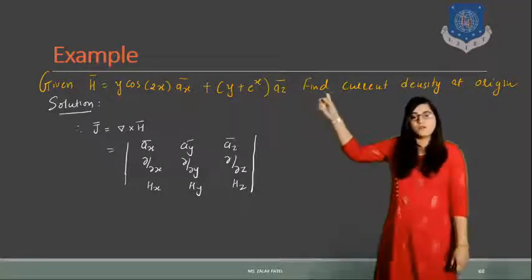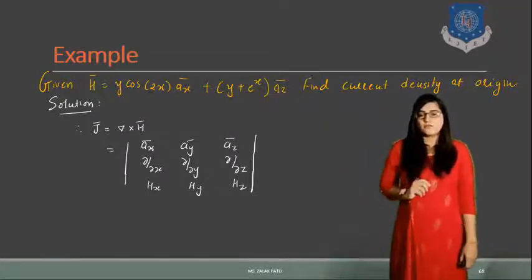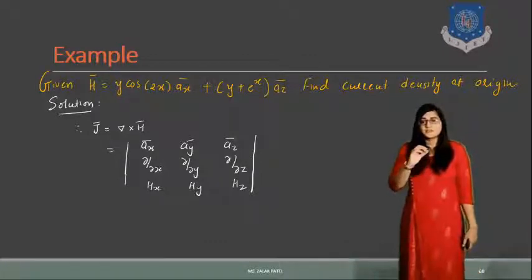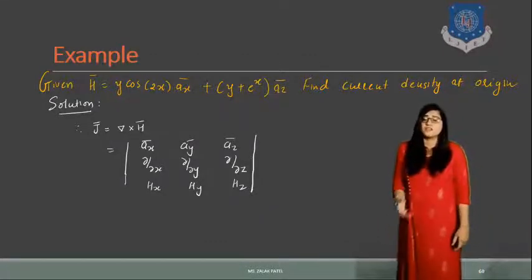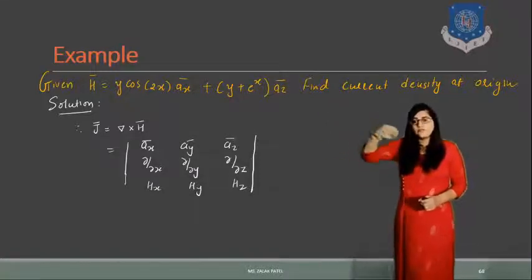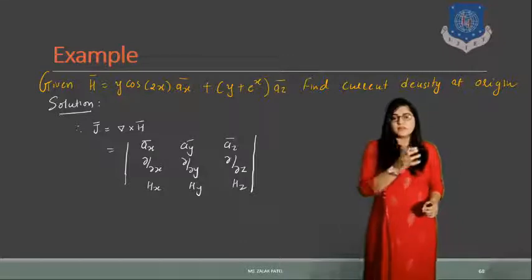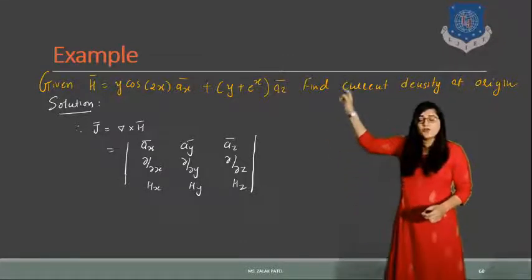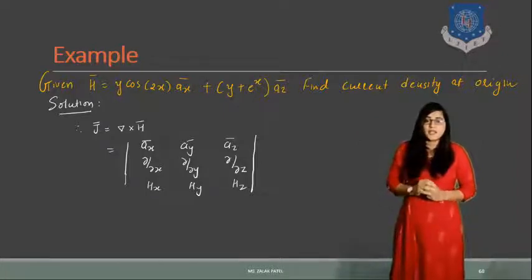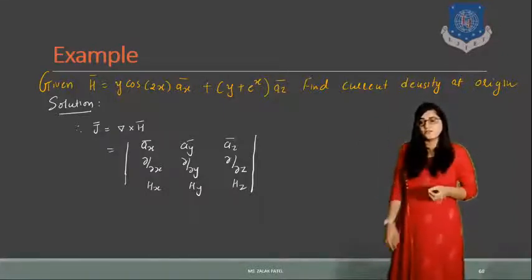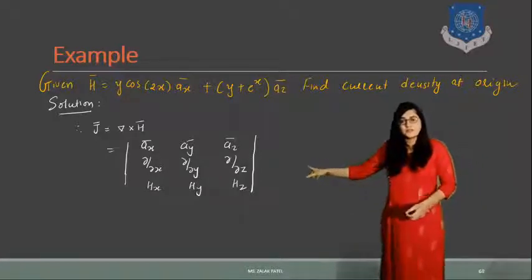For this type of example, you have to look at the problem statement, and the first step is to find out which type of coordinate system this is. If you see the vector, there is x, y and z present and the directions are also ax, ay and az. So obviously this coordinate system is rectangular or Cartesian, and for the rectangular system the curl vector can be written like this.